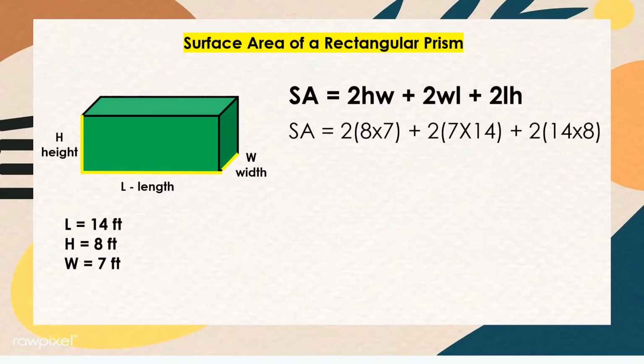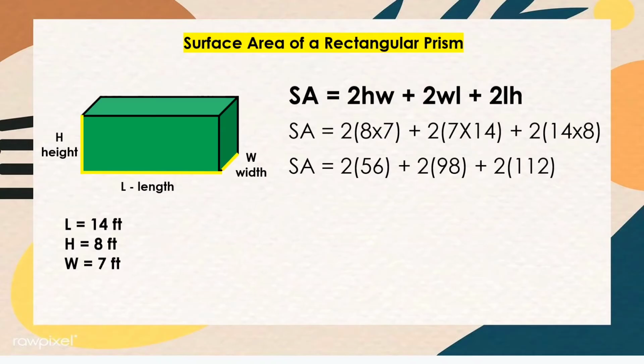Since there are open and close parentheses involved, we will apply here the PEMDAS rule. So we are going to solve first the numbers inside the parentheses: 8 times 7 is equal to 56, 7 times 14 is equal to 98, and then 14 times 8 is equal to 112.